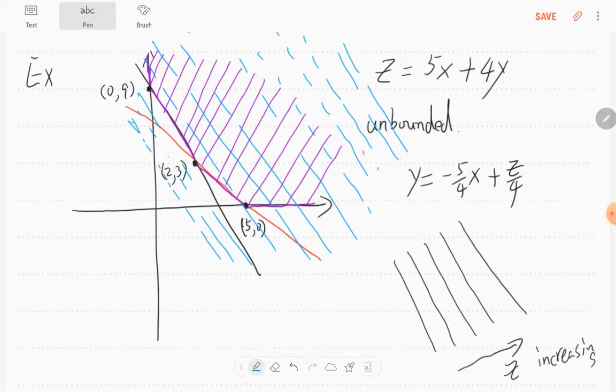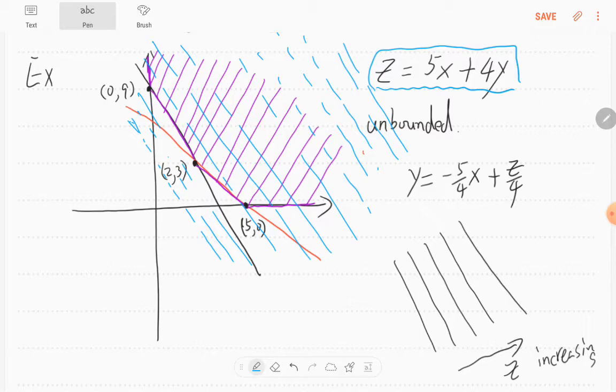But we have the minimum value. One of these 3 corner points will give you the minimum value, but we just don't know which one it is. So for an unbounded region, we cannot determine whether the maximum value or the minimum value exists. It depends on the function z. The function z will tell you whether it is a maximum or a minimum value.